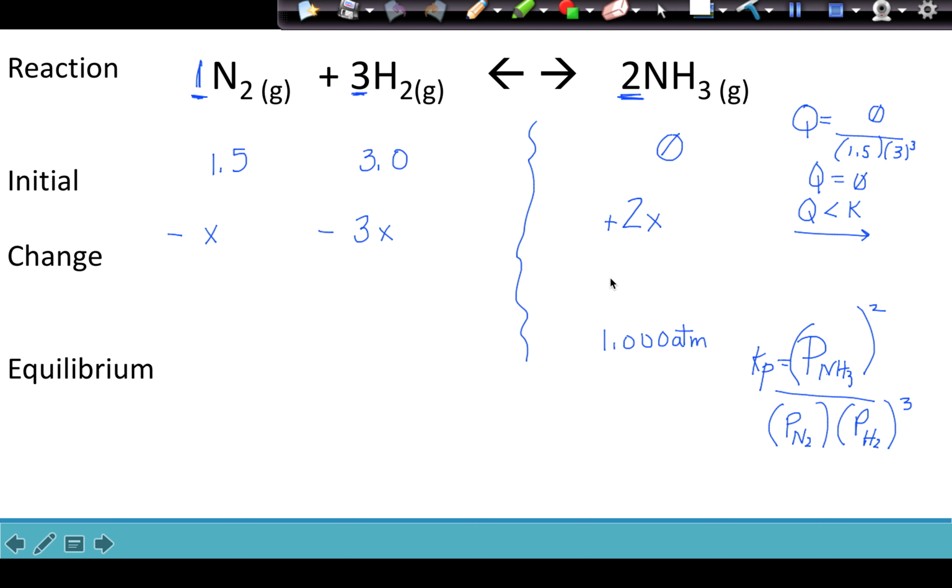We will read down and say that the initial combined with the change gives us our equilibrium amount, and we were already told that at equilibrium the ammonia had a 1 atmosphere pressure. So that means that 2x equals 1 atmosphere. That means that x is 0.5 atmospheres.